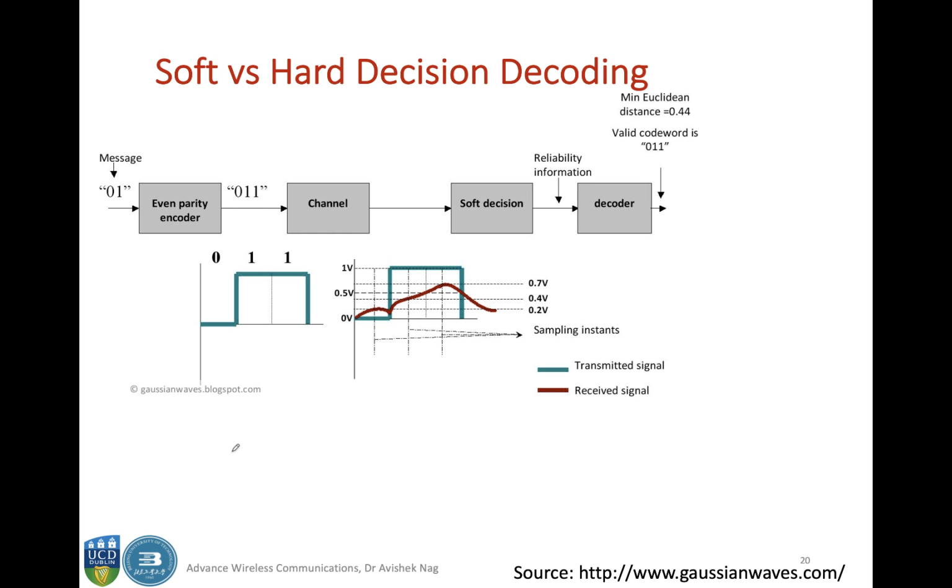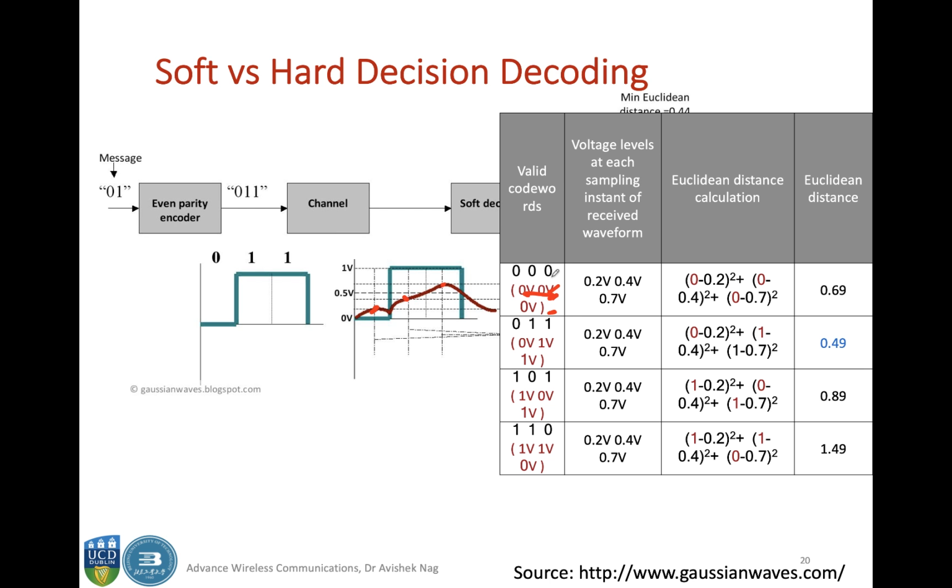So this is avoided in case of a soft decision decoding. In case of a soft decision decoding, instead of comparing the sampling instant values with a hard threshold, you just take the absolute values of these points. So let's say this is my sampling instant and my absolute value is 0.2 volt here. In the next one I have 0.4 volt, and in the third one I have 0.7 volt.